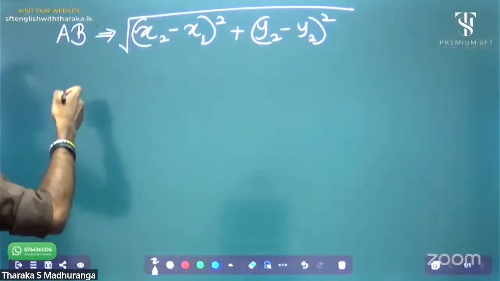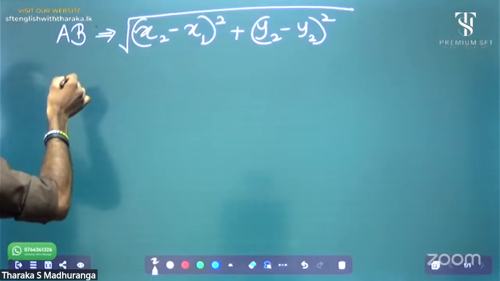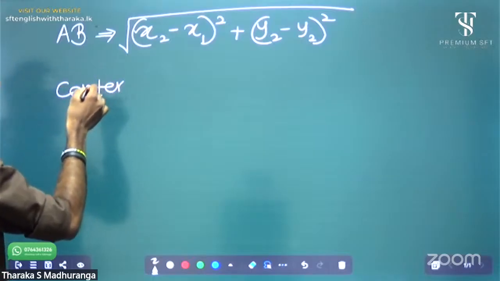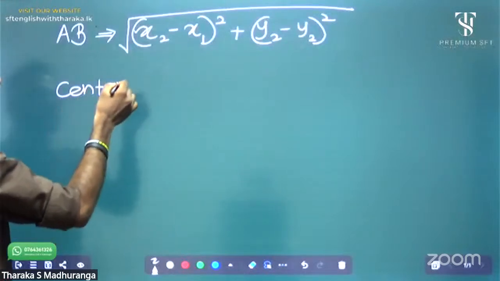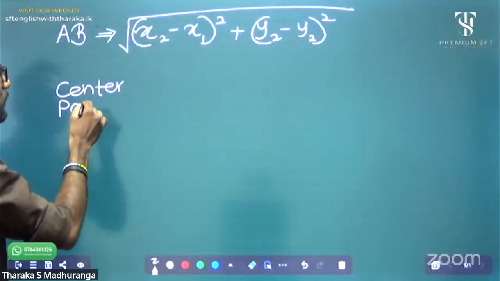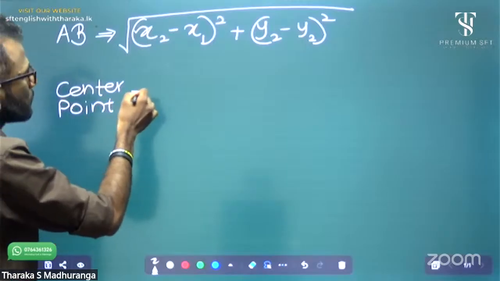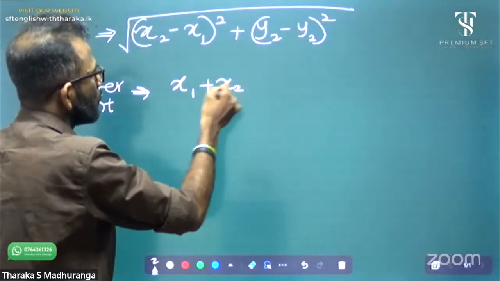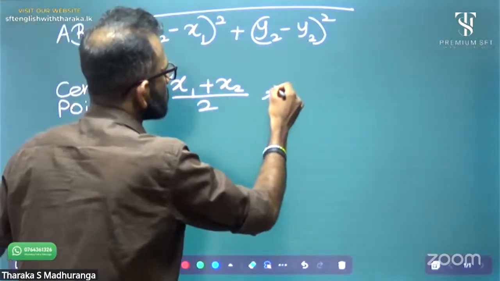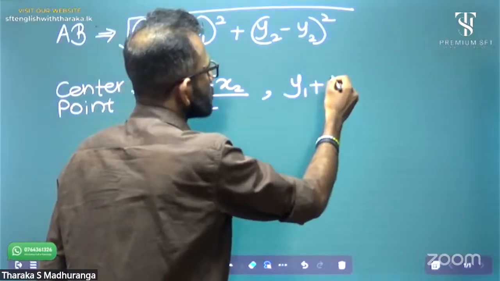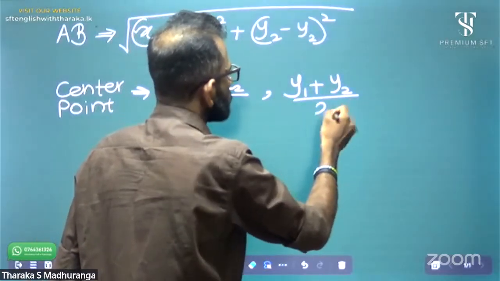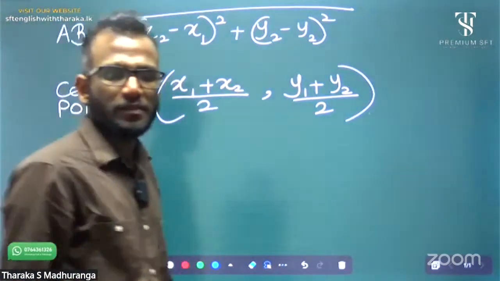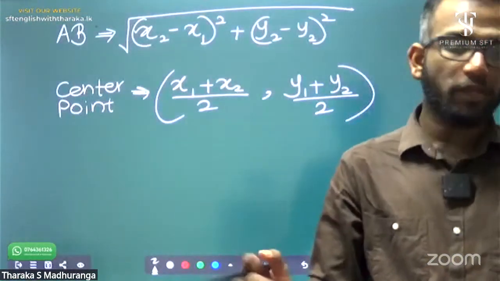Then how do we get the center point coordinates, also called midpoint coordinates? How to calculate? The center point coordinates are (x1 plus x2 over 2, y1 plus y2 over 2). Okay, they are the center point or midpoint coordinates.